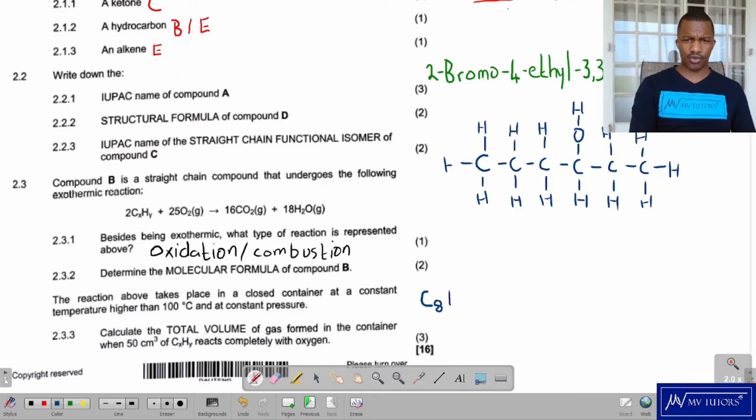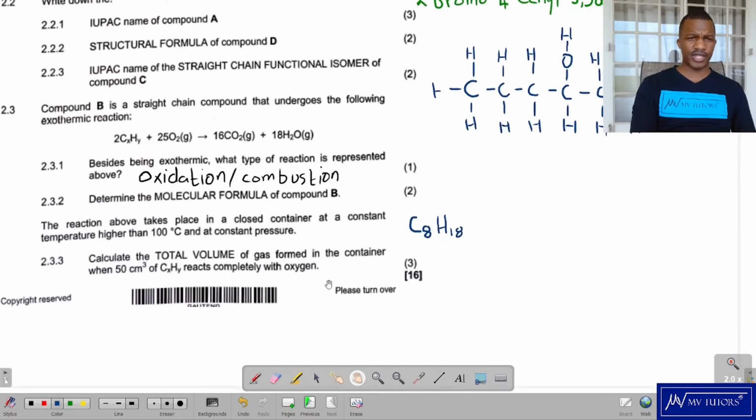And then let's go to the H. How many H's do we have? We have 18 times 2 of them. Okay, so let's come this side. We already have 2 this side, meaning we need to put 18 of them, just like that. 18. Okay, so we have C8H18.